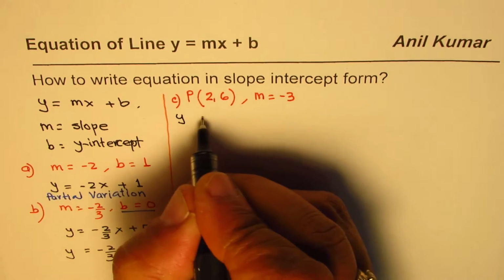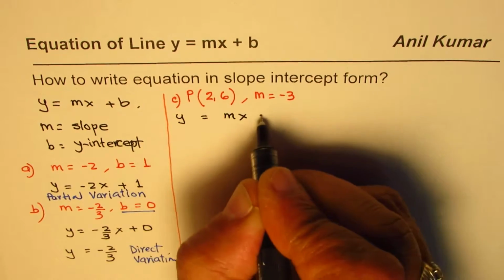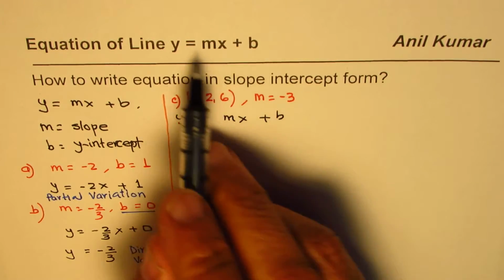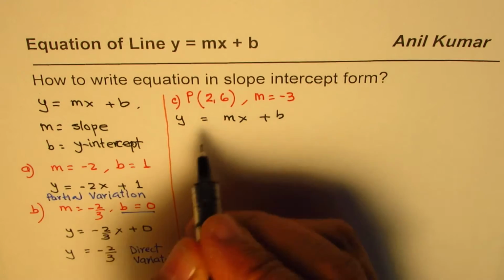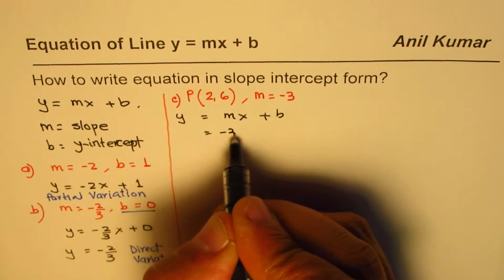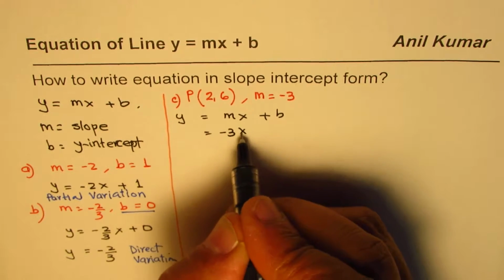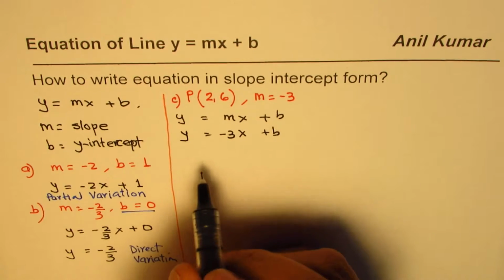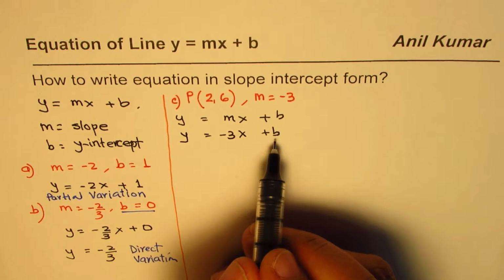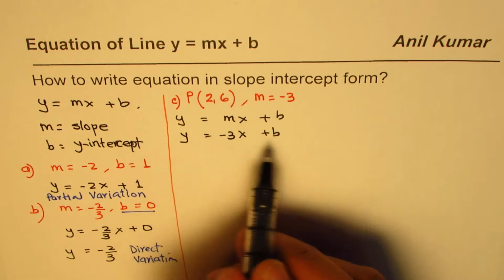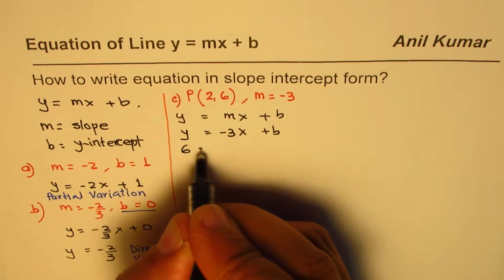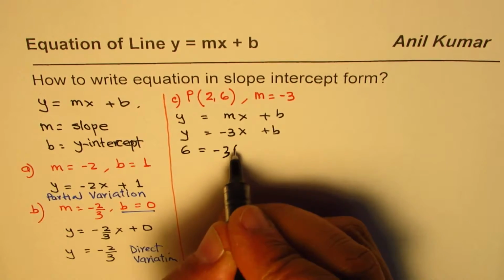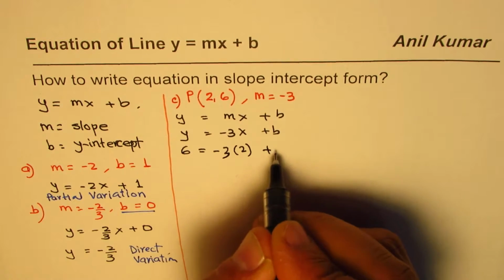Let the equation of the line be y = mx + b. Always start with this let statement, the standard equation in slope-intercept form. Since the slope is given to us, we substitute minus 3 for m, so we get minus 3x plus b. We need to find the y-intercept, and we can use this point to do so. The point is (2, 6), that means for an x value of 2, y is 6. So I'll write 6 = minus 3 times 2 plus b.